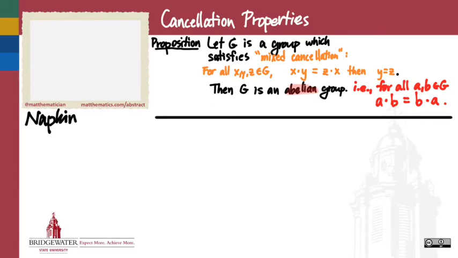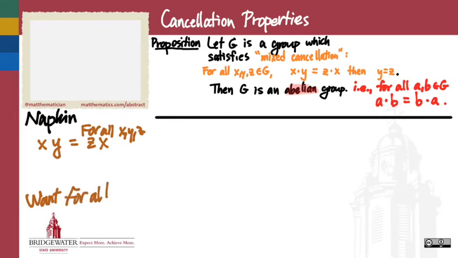All right, napkin. So in my napkin proof, what am I trying to do? I'm assuming that this statement here is true. I'm trying to deduce that the red statement is true for all A and B: AB is equal to BA. So maybe on my napkin I'll write XY equals ZX, and this is true for all XYZ. We know that this is true. And what I want to prove, I'll write at the bottom of my napkin: for all A and B, AB equals BA.